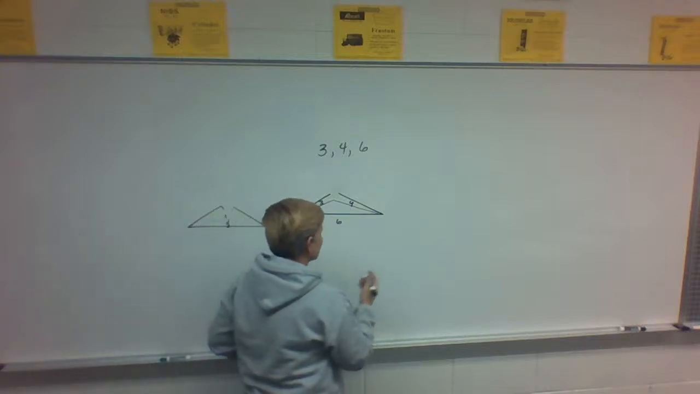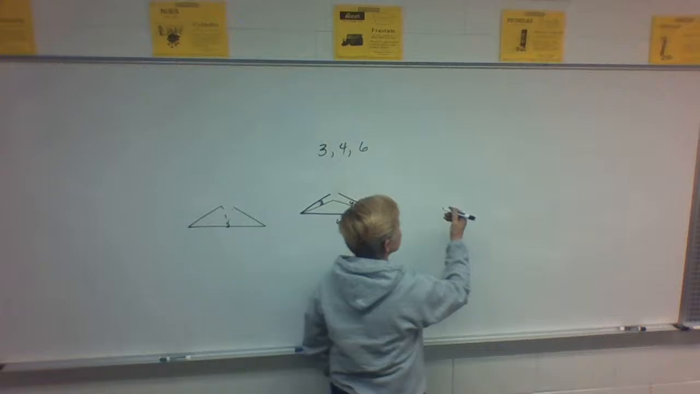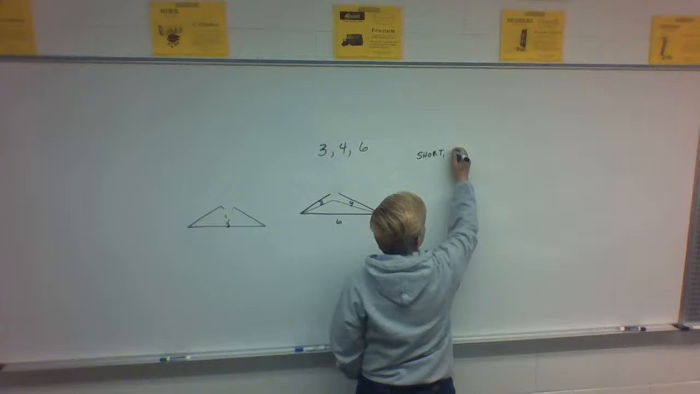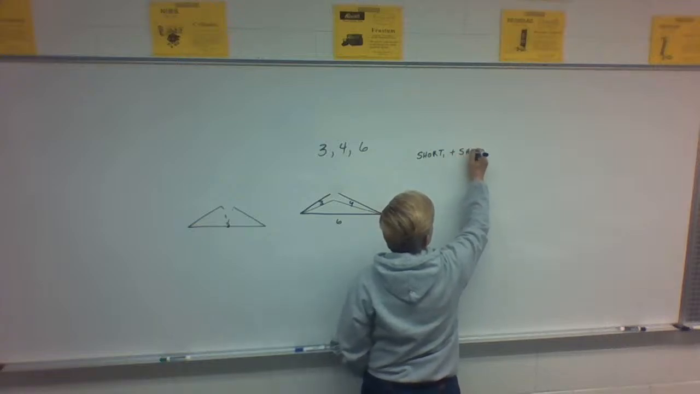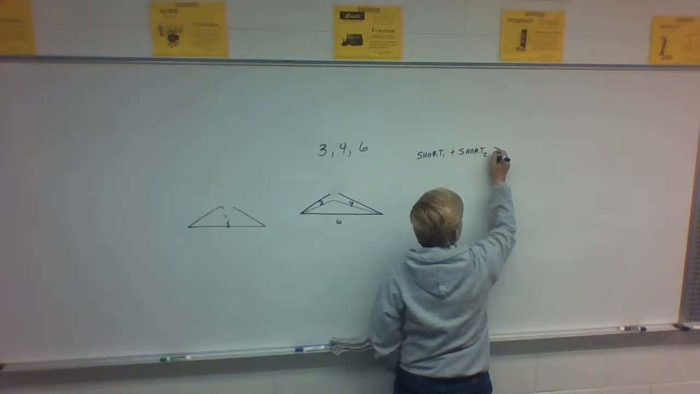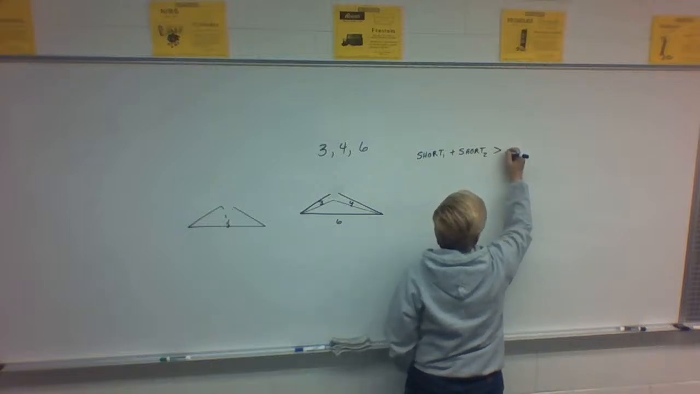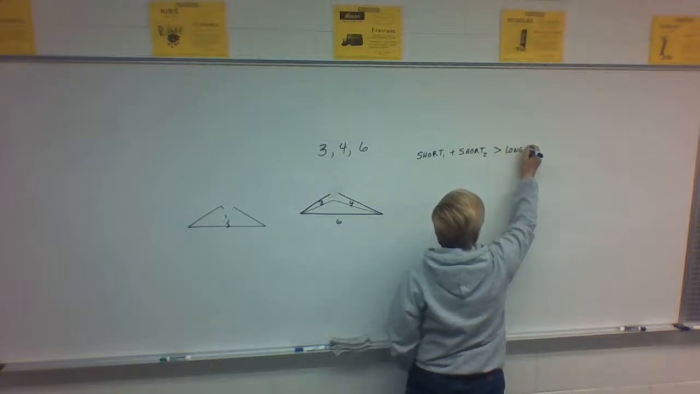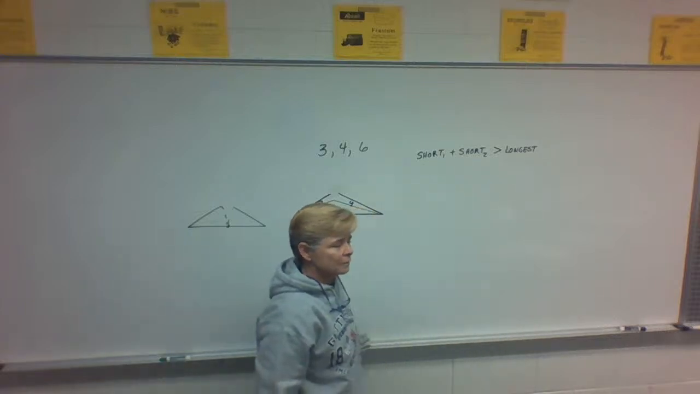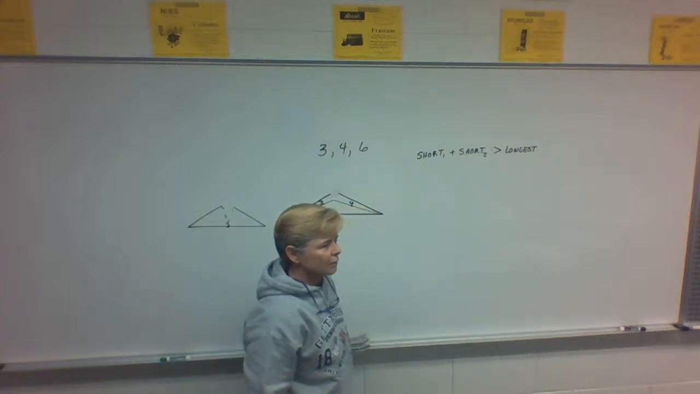So this is what's called the triangle inequality. Given 3 lengths, a short one, number 1, plus the other short one, number 2, when you add them together, must be more than the longest one. That's the inequality. It's called the triangle inequality.